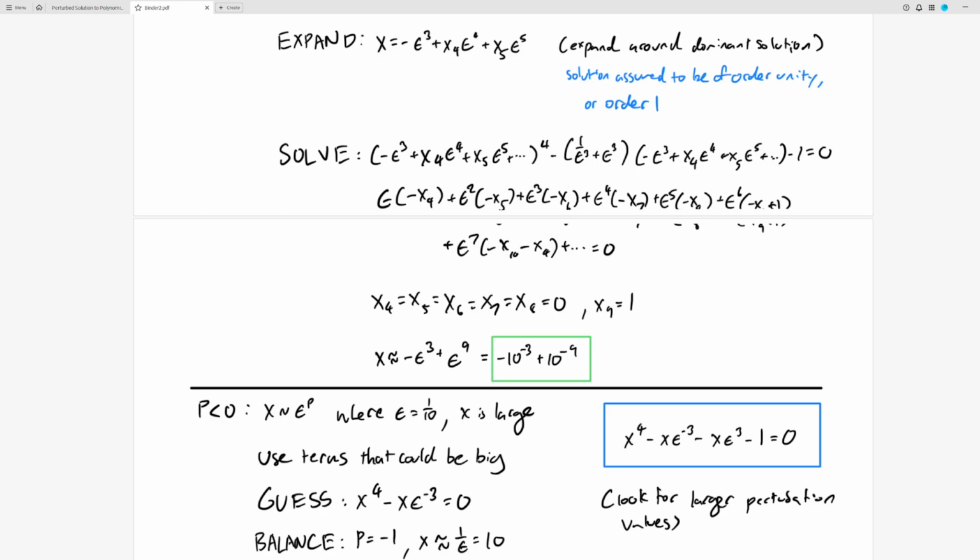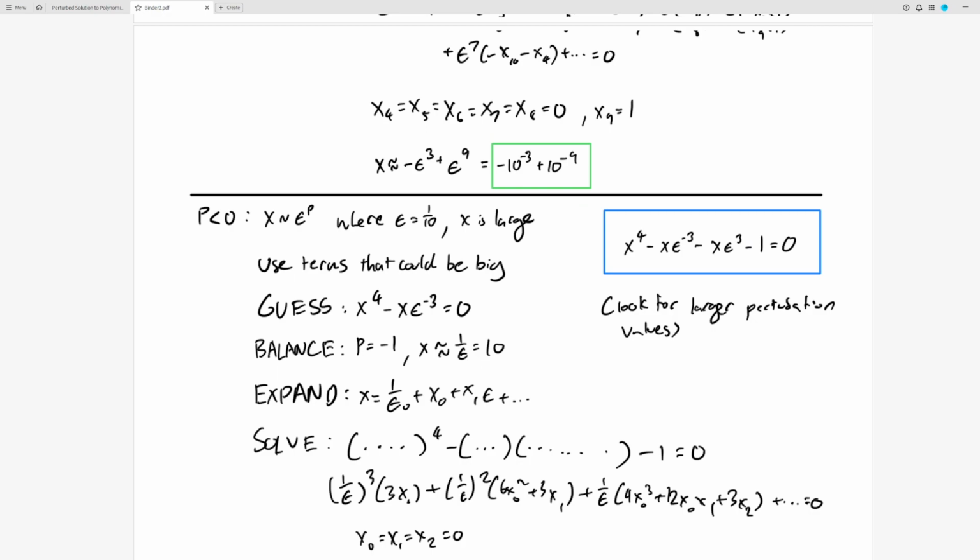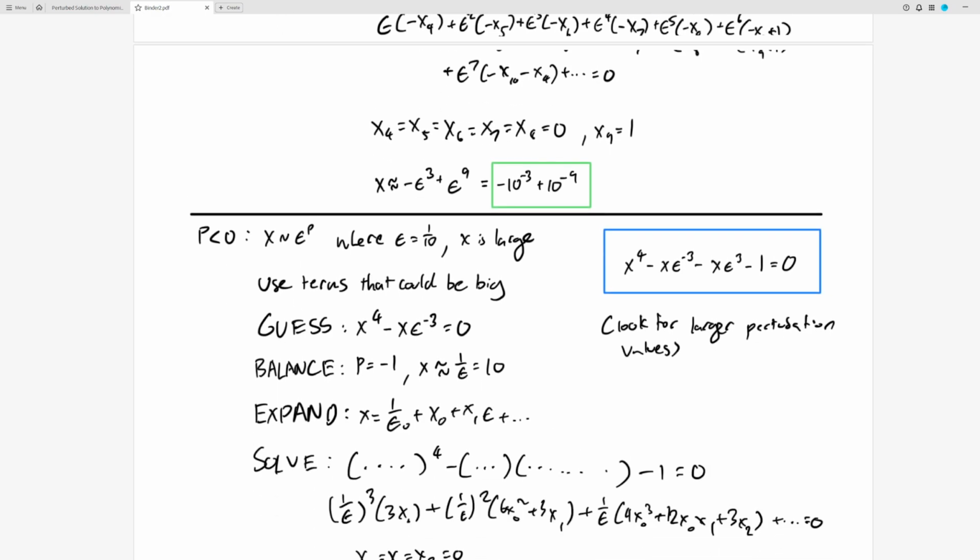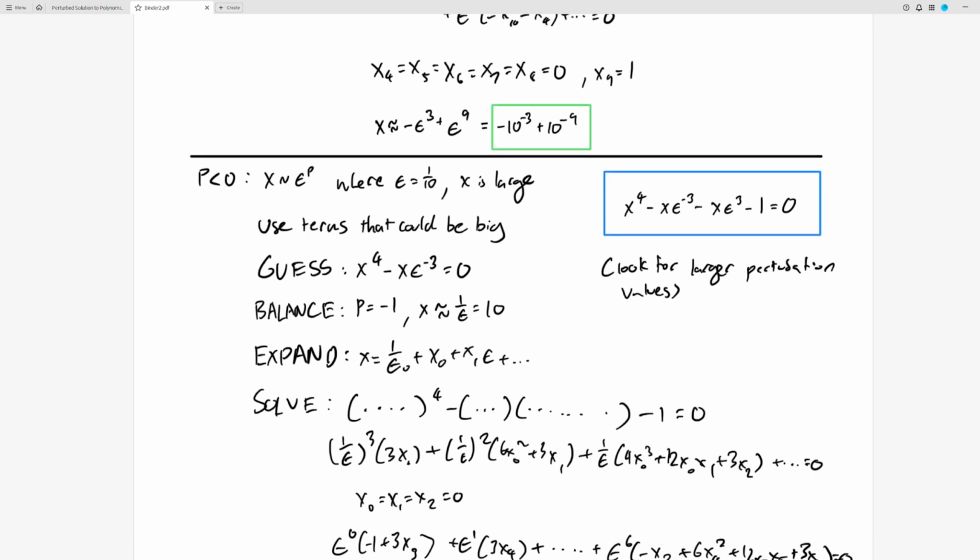Now we want to find the other real root. So now p is less than 0 is our last assumption. So okay, in the range that p is less than 0, x is going to be around e to the p, where e is going to be 1 over 10. So if 1 over 10 to the power of something that's negative, that means it's going to be large. So then the two values that are going to be larger than any others, most likely, are going to be x to the 4 minus x to the e to the negative 3.